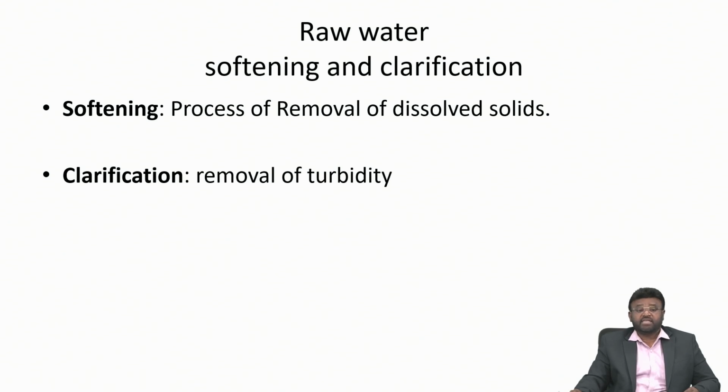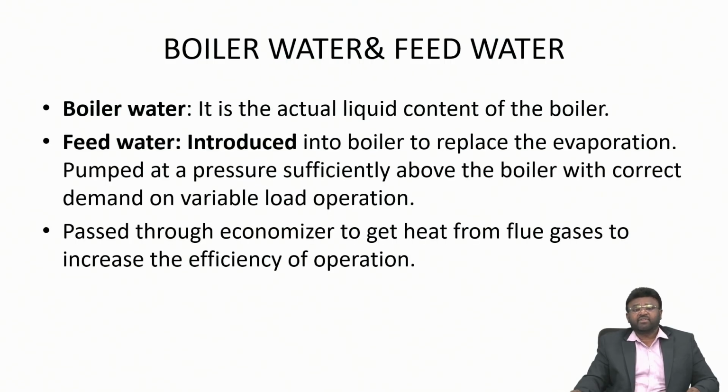Next, the importance is clarification and softening related to the boiler water. Softening is nothing but removal of dissolved solids. If we are unable to remove all these dissolved solids, that may produce high contamination within the boiler vessels. Consequently, the quality of the boiler vessel and internal parts of the boiler will also be damaged. Another one is clarification. We need to remove the turbidity parameter associated with this.